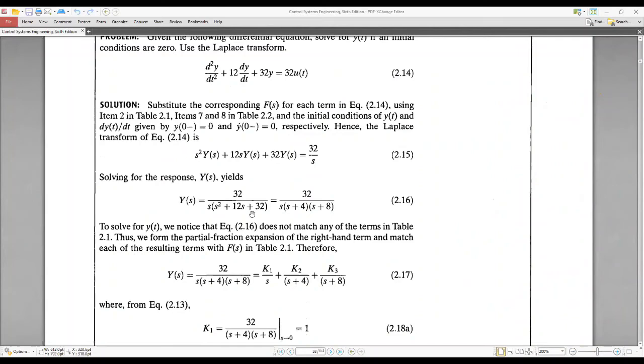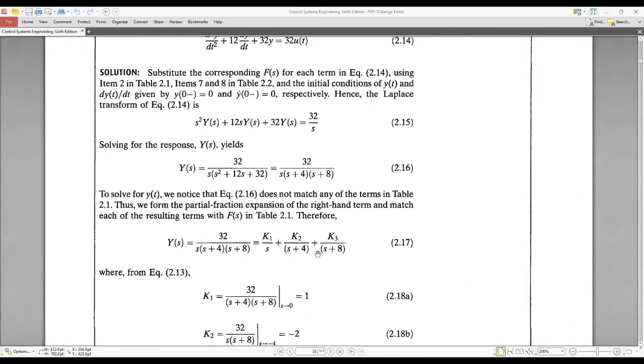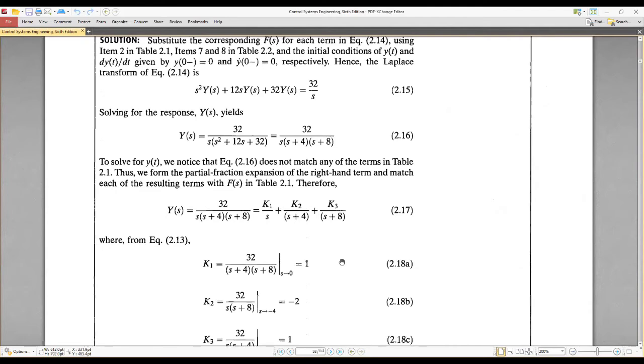Now that is your equation. Now you can break it like this. If you want to do partial fractions, you get k1 by s, k2 by s plus 4, plus k3 by s plus 8. So for k1, if you want to find k1, then do one thing: put s equal to 0, then you will get the result, that is 1.